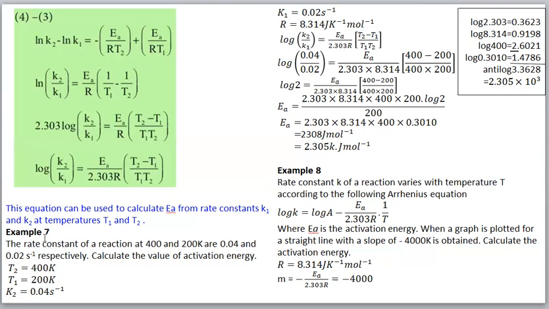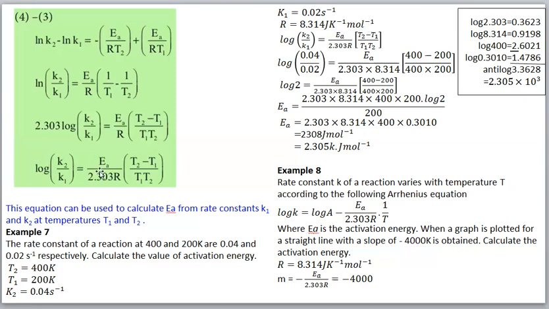Then example 7. The rate constants of a reaction at 400 and 200 Kelvin are 0.04 and 0.02 per second respectively. Calculate the value of activation energy. It is a very simple question. The given values we first write. You see, T2, the higher temperature, is 400 Kelvin, T1 is 200 Kelvin, K2, the rate constant at the higher temperature, is 0.04, then K1 is 0.02 per second. Then R, the universal gas constant, is 8.314 joule per Kelvin per mole.